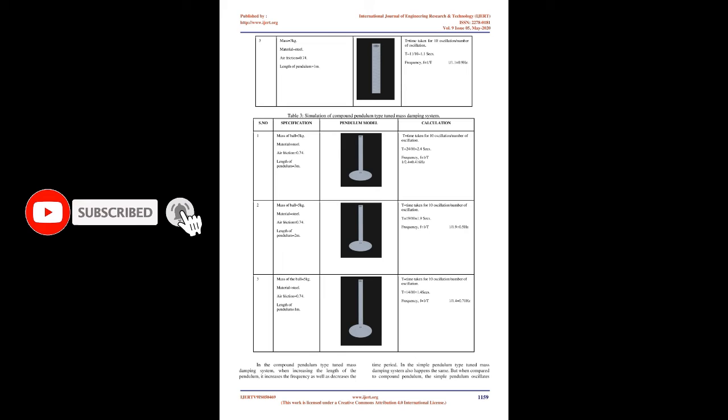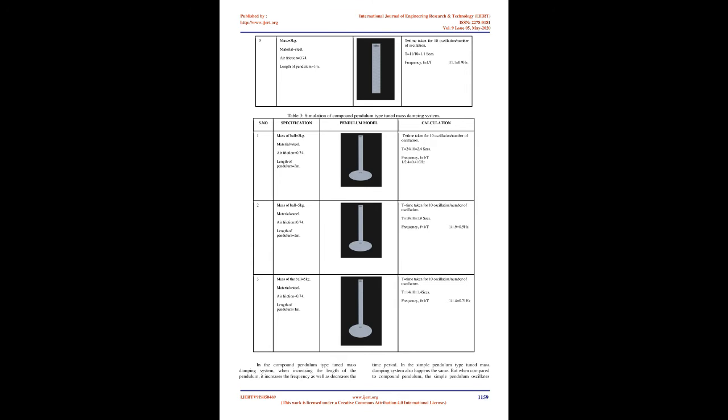In the compound pendulum type tuned mass damping system, increasing the length of the pendulum increases the frequency as well as decreases the time period. In the simple pendulum type tuned mass damping system, the same happens. But when compared to the compound pendulum, the simple pendulum oscillates for a longer time period and it takes all the vibration from the bridge.